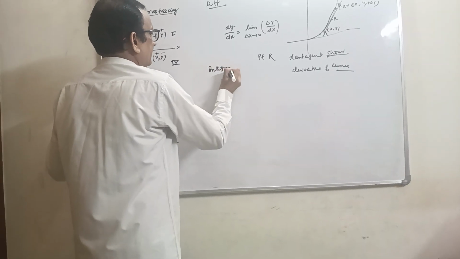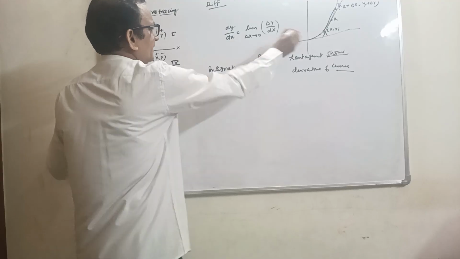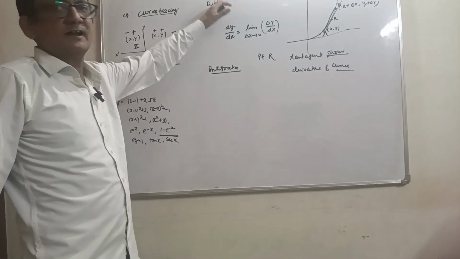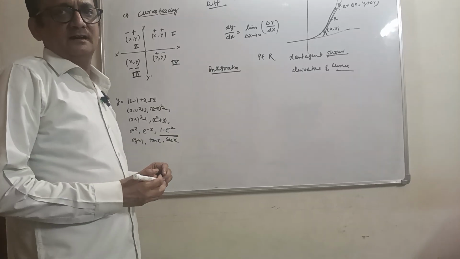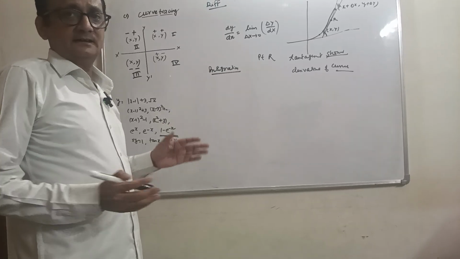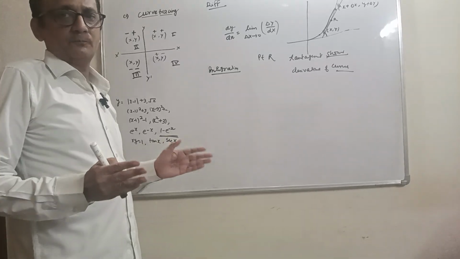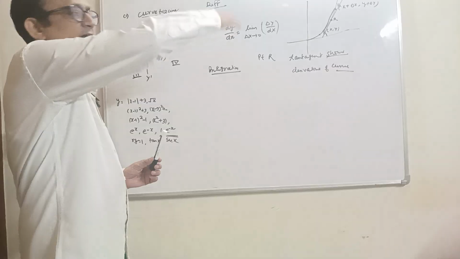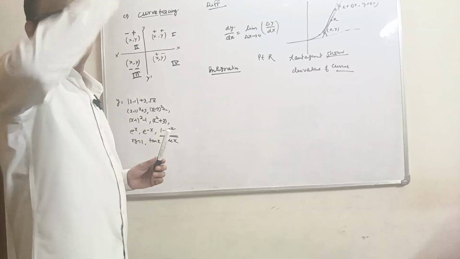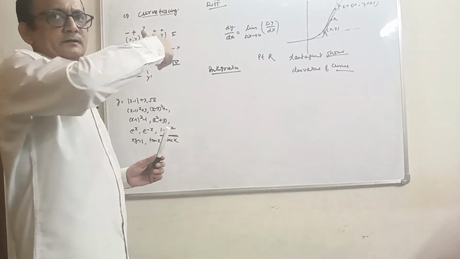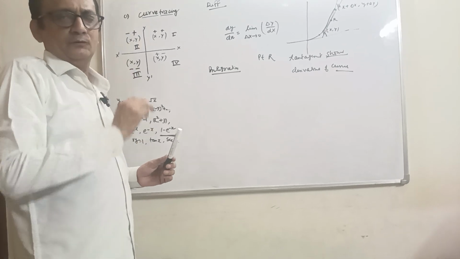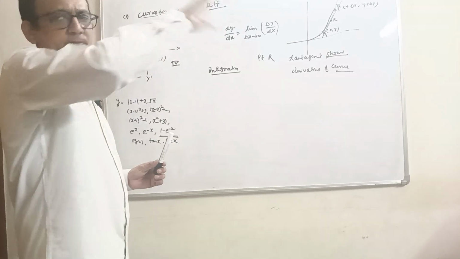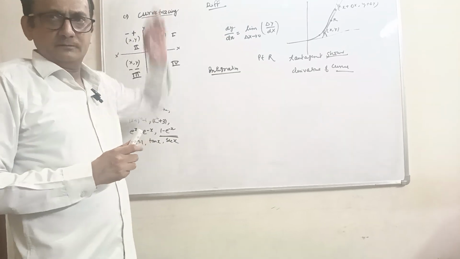And integration is the opposite of differentiation. Differentiation is the rate of change of the function, and integration is the addition of small teeny segments in different directions. So it is the addition of those segments from the initial to the final limit. On integrating, we get the path of the curve.